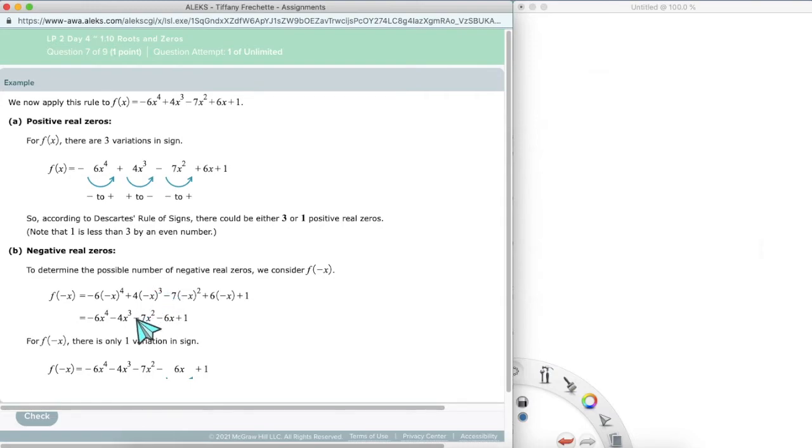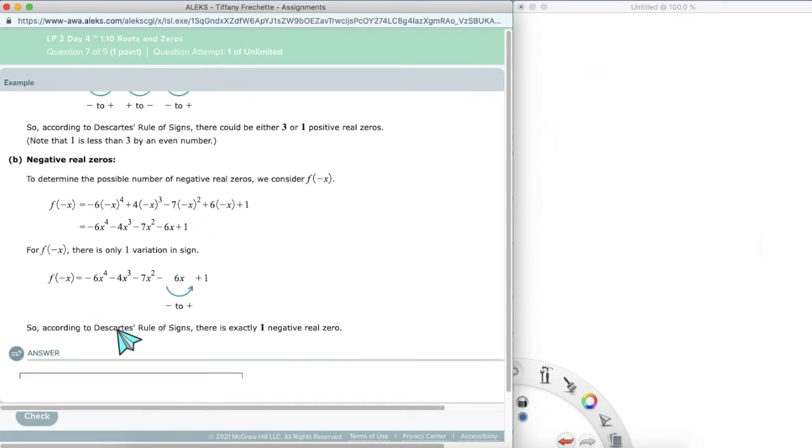So this negative 6x to the fourth stays negative 6x to the fourth. But positive 4x to the third changes to negative 4x to the third. This is an even, so this one's going to stay the same. But this is an odd, because one is odd, it's going to change. And that last one doesn't change at all. So now we have negative to negative, negative to negative, negative to negative. The only one that changes is negative to positive. So it's only one change.